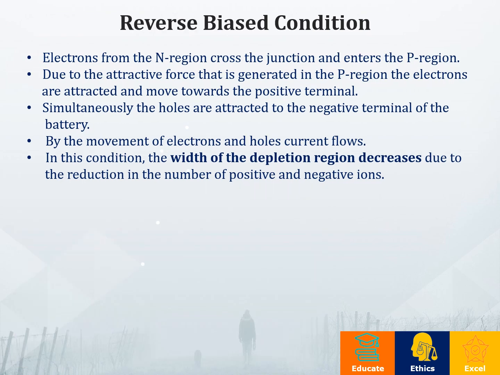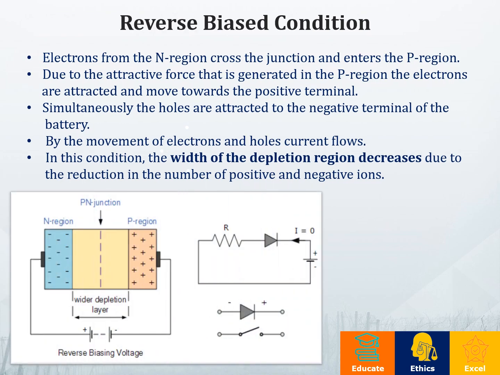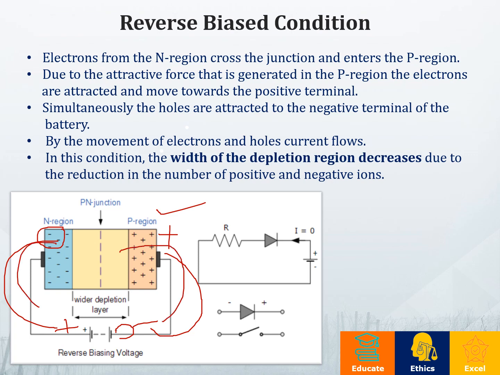The next condition is the reverse bias condition. In the reverse bias condition, the P region is connected to the negative terminal of a battery. The N region is connected to the positive terminal of the battery, and you know that this is made up of electrons which get attracted towards the positive terminal of the battery. The P region is made up of holes which get attracted towards the negative terminal of the battery. Since they get attracted towards the terminals, both the charge carriers will start to move away from the junction.